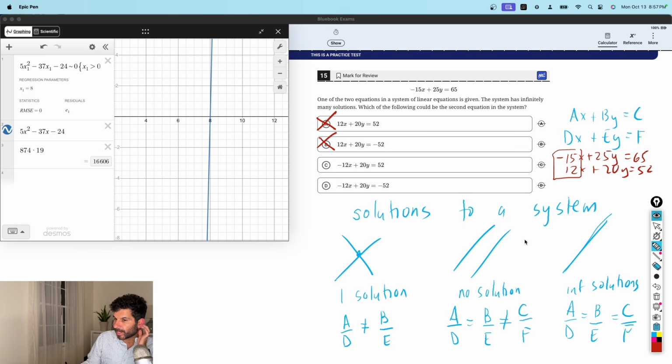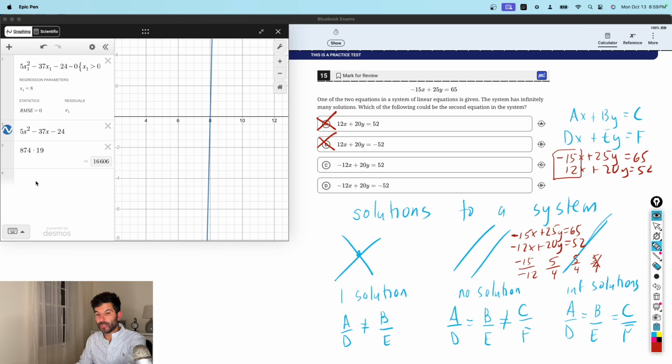So now it comes down to the bottom two. Let's look at now 15x plus 25y equals 65, and then you have negative 12x plus 20y equals 52. Well, we have negative 15 over negative 12, which reduces to 5 over 4. 65 over 52 is not a ratio that we're the most confident with, but you can see that it actually gives you 1.25. So the 15 over 12, 1.25. The 25 over 20, 1.25. The 65 over 52, 1.25. They all have the same ratio, so that would definitely mean that C is my answer.